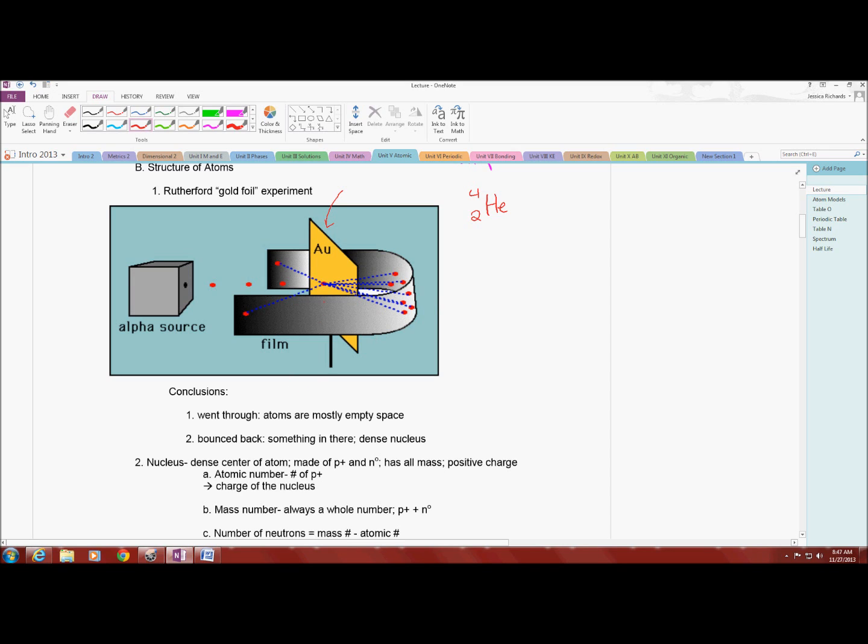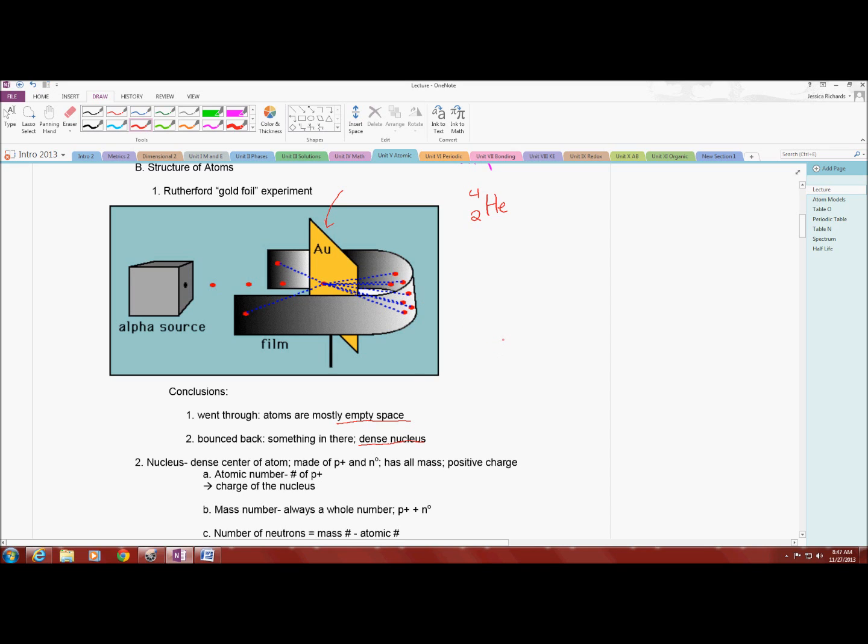So what he concluded, since most of them went straight through, was that atoms are mostly empty space. They are mostly empty space. So we couldn't have this solid ball model of atoms anymore. We had to change it. Some of them bounced back, so he knew there was something hard in there, and that's where he had this idea of a dense nucleus, that they're mostly empty space, but there's a dense nucleus.